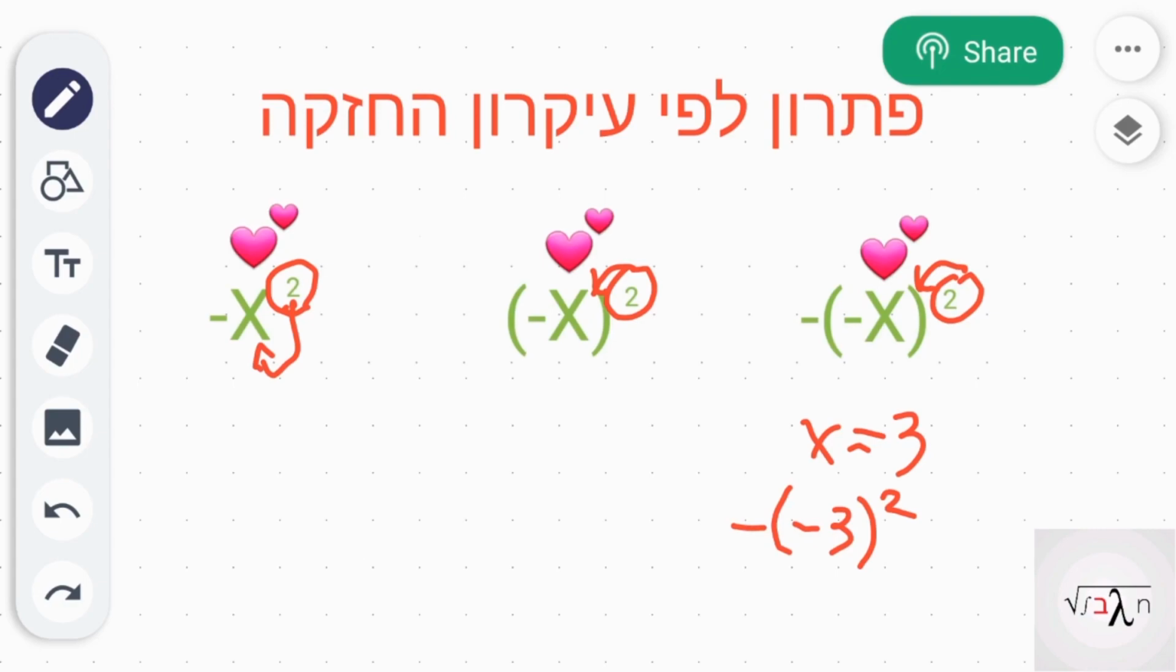The exponent affects all the things that are inside of the parenthesis. Minus 3 to the power of 2 equals 9. And this minus will stay as it was, because it wasn't inside the parenthesis. So the answer will be minus 9.